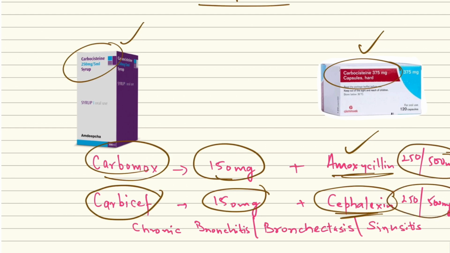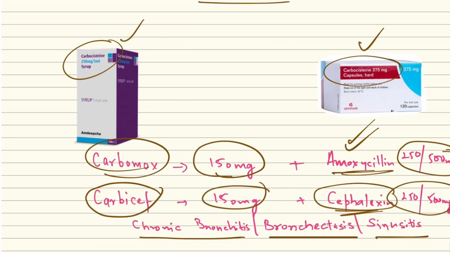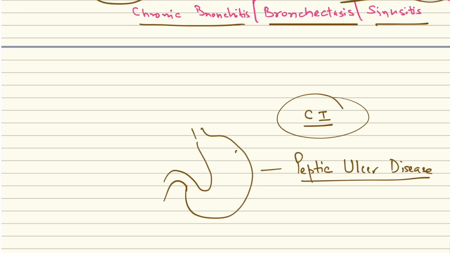This antibiotic is required in conditions where there is an infection component. For example, in chronic bronchitis, where the mucus is thick and there is a likely risk of infection in the mucus. We also give them in bronchiectasis, where there is also an infection component, and in sinusitis. Its action is almost similar to acetylcysteine, and it is contraindicated in peptic ulcer disease, because it is a mucolytic and breaks down the mucus layer, so the stomach is predisposed to acid damage.